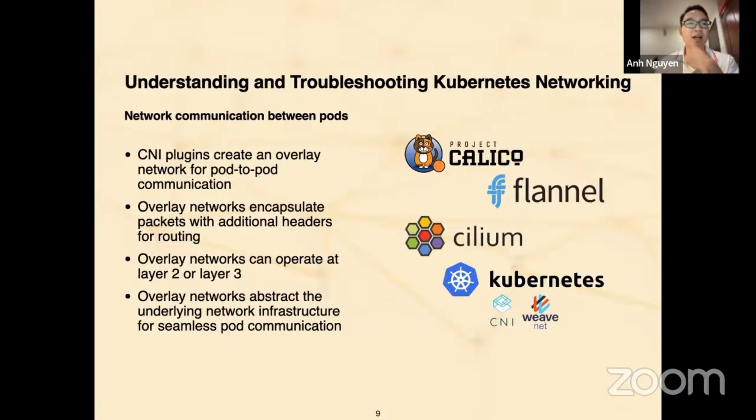A CNI plugin usually implements networking for Kubernetes by creating an overlay network. The mechanism is usually to encapsulate packets with additional headers and route them through the cluster underlay network. Overlay networks can operate at layer 2, such as using the VXLAN protocol, or layer 3 using the IP in IP protocol. This process allows pods in the same cluster to communicate with each other as if on the same network.